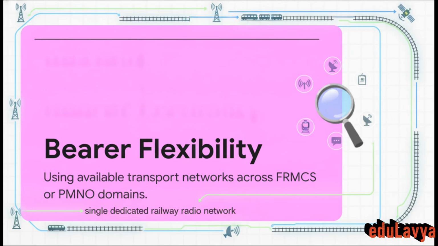By definition, this is the capability to utilize available transport and access networks across the administrative domains of an FRMCS operator or a public mobile network operator. What does that actually mean for us? Well, it means we are completely done relying on a single dedicated railway radio network. Relying on just one network creates a single point of failure, and that is a massive liability. Instead, this modern architecture dynamically grabs onto every available transport network around the train. If one network starts to degrade, the system instinctively flexes and hops to another, ensuring the connection literally never breaks.